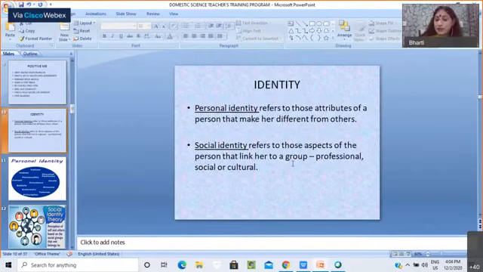Now personal identity refers to those attributes of a person that makes her different from others. That who am I? I'm tall, or I am very good at dance, or I'm very good at music, I'm very good at singing. I can cook very good things. I can do plating very well. I can make nice rangolis. And social identity. It refers to those aspects of the person that link her to a group, professional, social, or cultural.